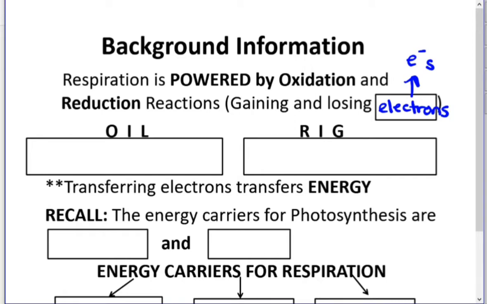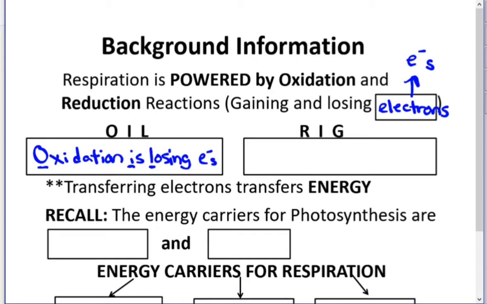Oil rig is just an acronym to help you remember what each reaction is. Oil: oxidation is losing electrons. Okay, so think about this. Would you lose electrons, or does a molecule lose electrons when it's formed or when it's broken down? When it's broken down, because that's when you're releasing the electrons. So when we say a molecule is being oxidized, it's being broken down. Okay, so oxidation is losing electrons.